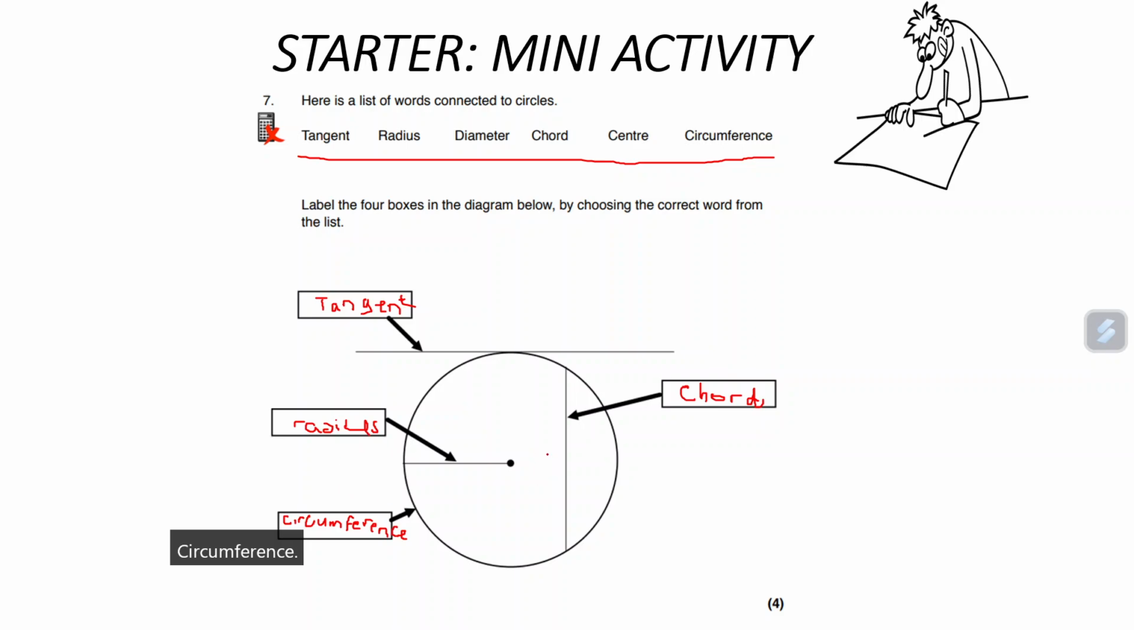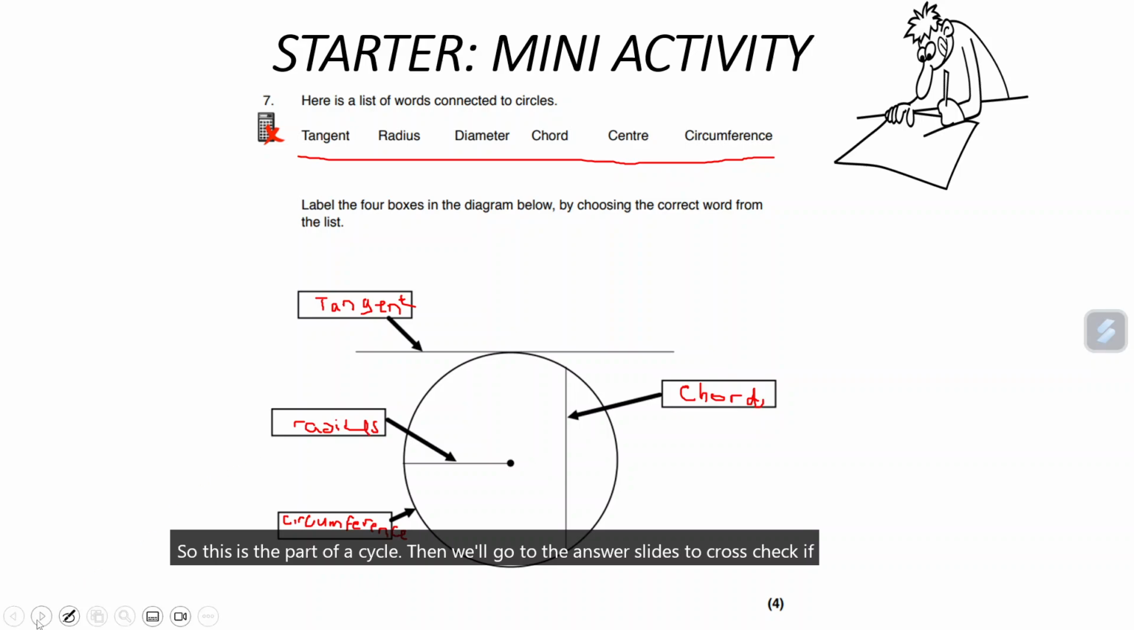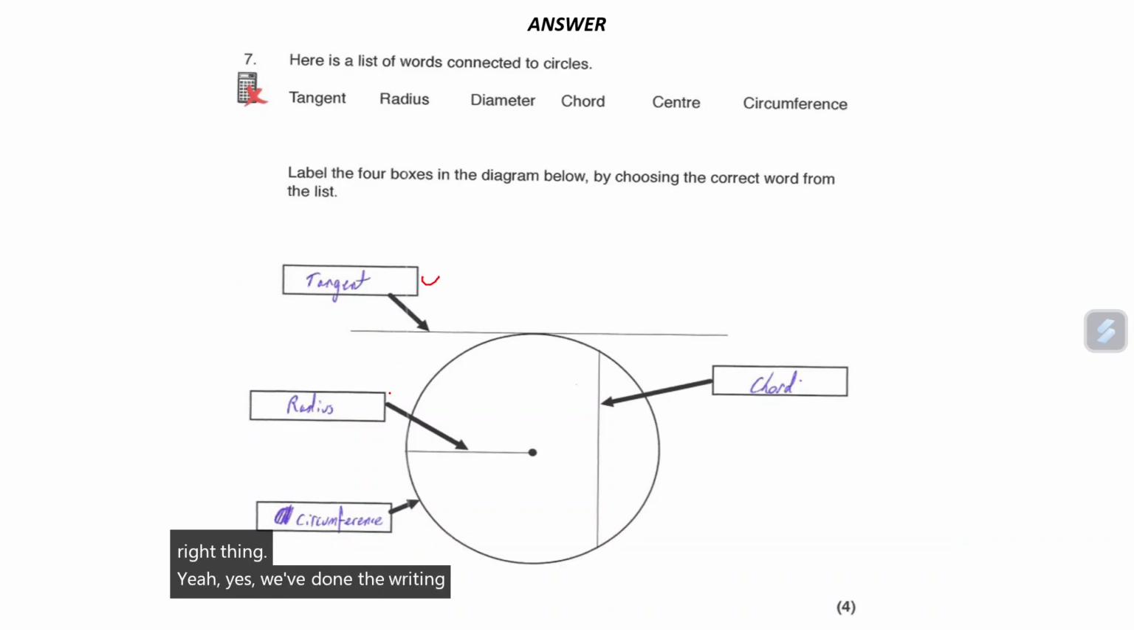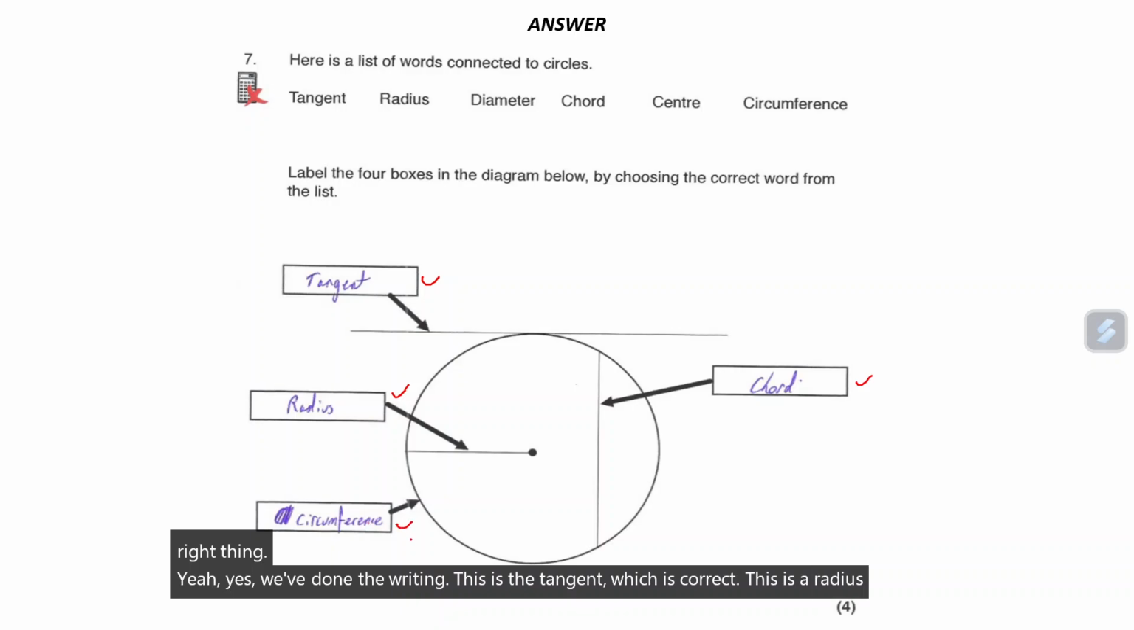So these are the parts of a circle. Then we'll go to the answer slides to cross-check if we've done the right thing. Yes, we've done the right thing. This is the tangent, which is correct. This is our radius, chord, and circumference.